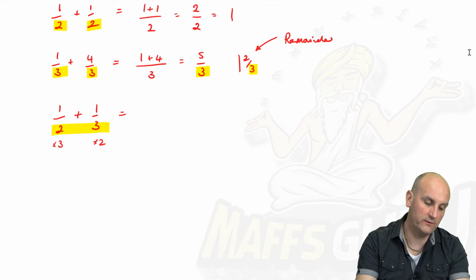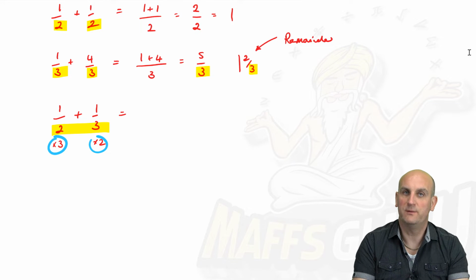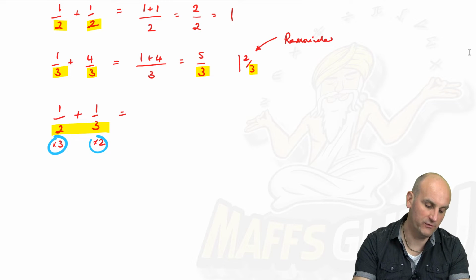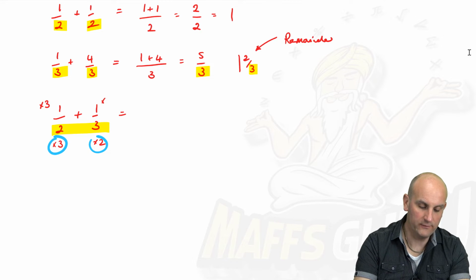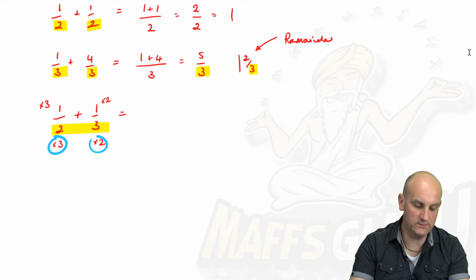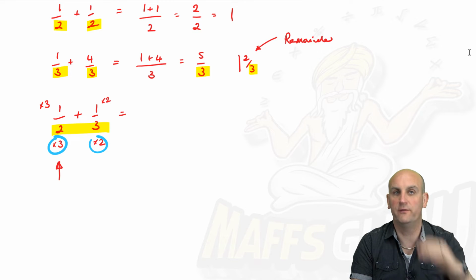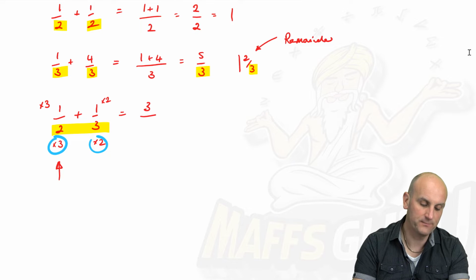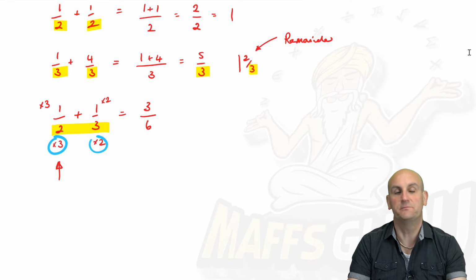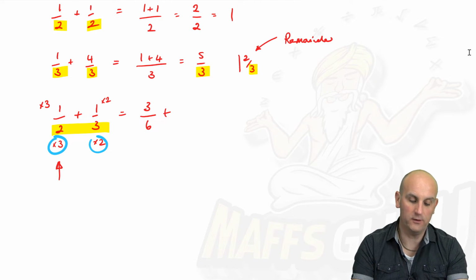Now what we've got to remember is when we multiply a fraction, we've got to multiply both the top and the bottom by the same thing. So the top has to be multiplied by 3. Let's write that in red, sorry. So the top has to be multiplied by 3 there, and the top has to be multiplied by 2 there. So let's deal with this fraction first. We're just going to multiply the top and the bottom by 3. 1 times 3 is 3. 2 times 3 is 6. Job done.